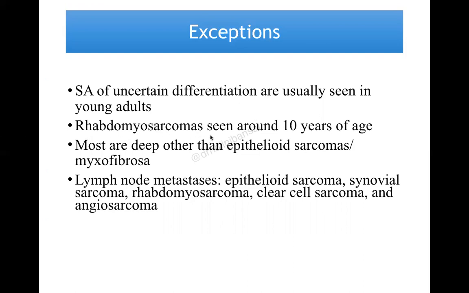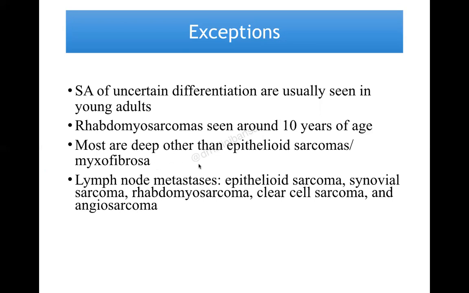The rhabdomyosarcomas are one type of sarcoma usually seen around 10 years of age or even less than 10 years of age. These rhabdomyosarcomas also have a predilection for the head and neck. So these are the orbital rhabdomyosarcomas and head and neck rhabdomyosarcomas. They are very common, and these are usually seen in the childhood age group, so that should be remembered. Most of them are deep.